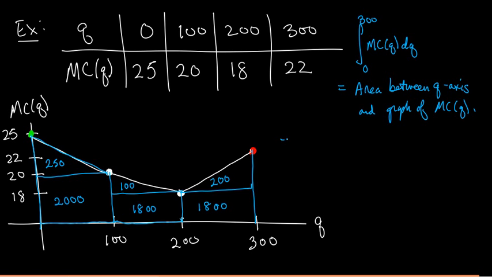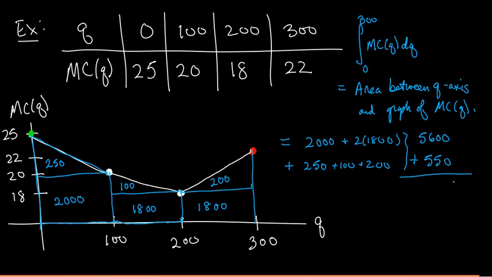All right, let's go ahead and add up all those numbers. Let's do the rectangles first. We have 2000 plus 2 times 1800, and then the triangles, that's 250 plus 100 plus 200. So 2000 plus 1800 times 2 is 5600, and then the areas of the triangles, 250 plus 100 plus 200, is 550. You add all of that up and you get $6,150. That's what the integral comes out to be.